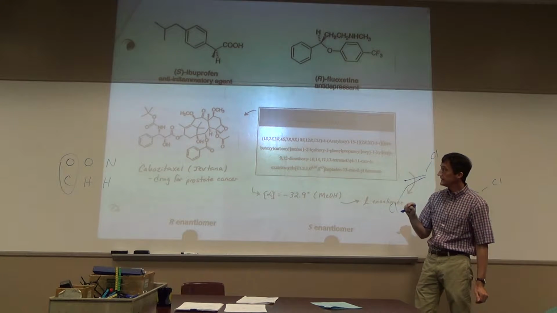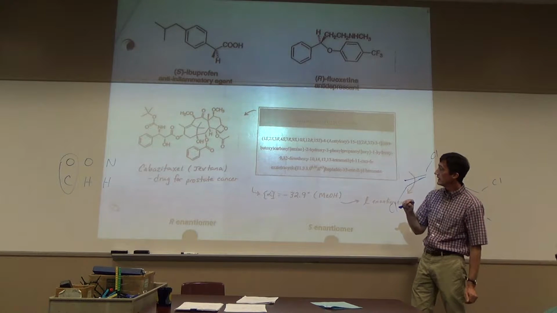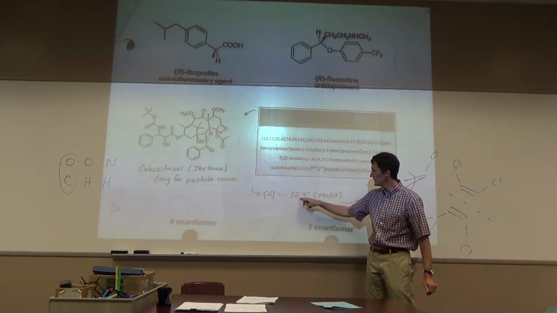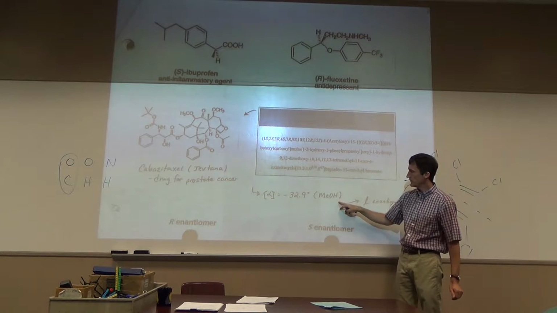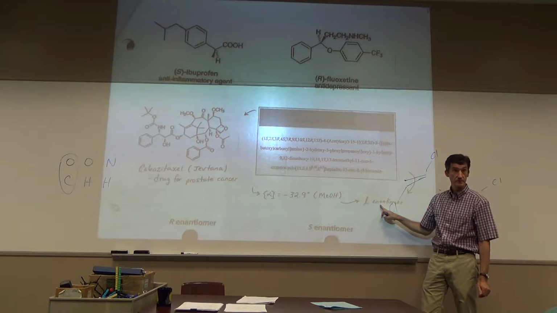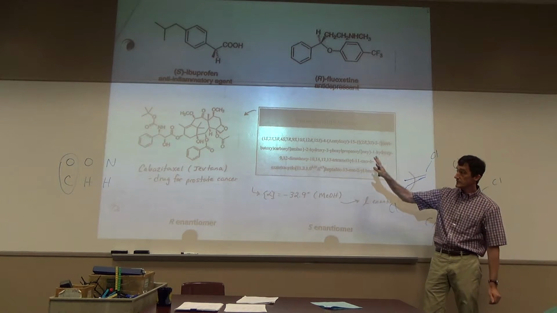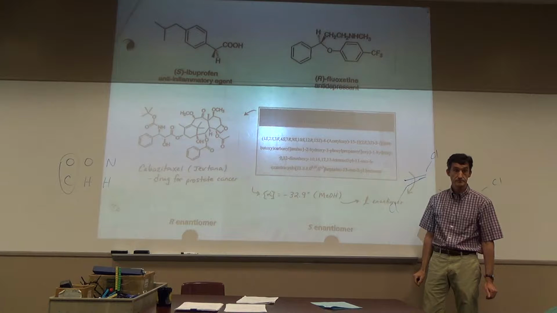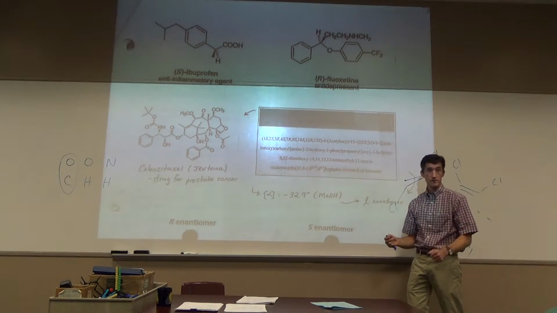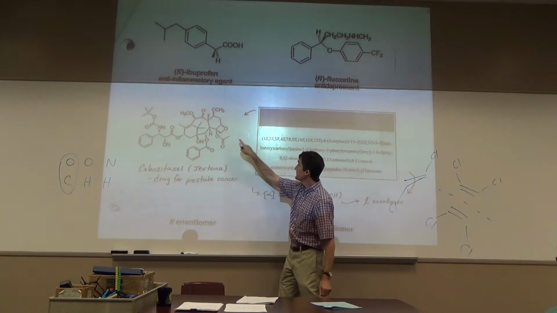But ultimately, this compound, here's the specific rotation: negative 32.9 when it's dissolved in methanol. That's the rotation. Since it's negative, it's the L enantiomer. So that's the L enantiomer. See, L is for a compound as a whole, where R and S is for an individual carbon.